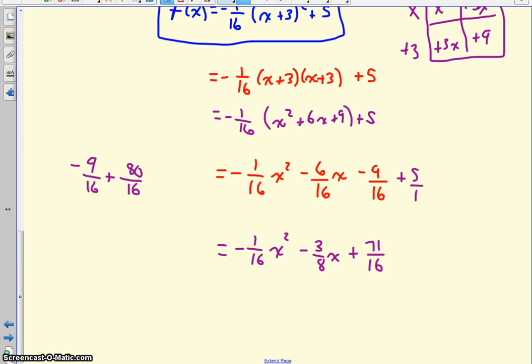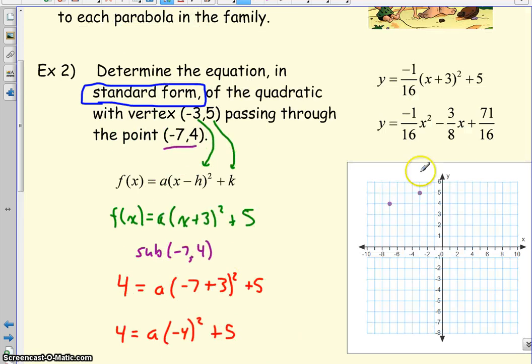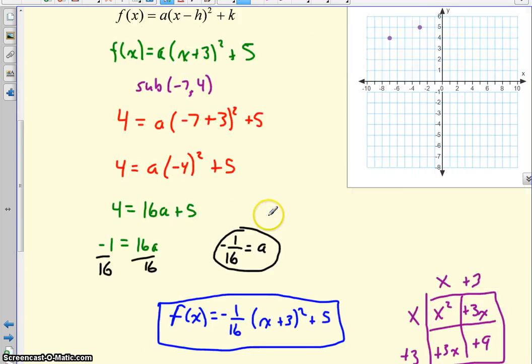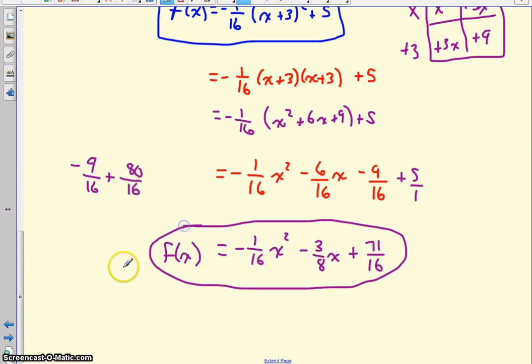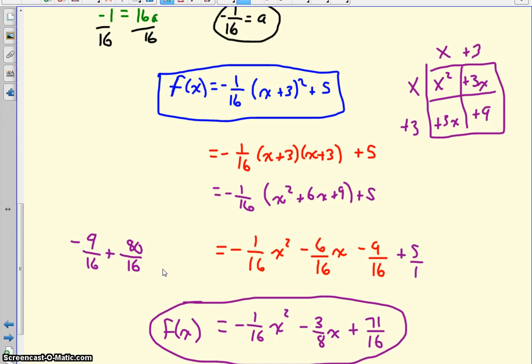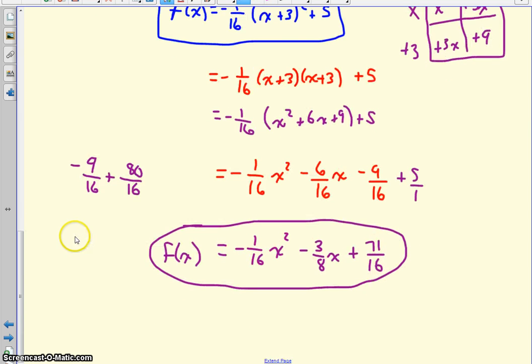Okay, so it's not a friendly looking equation in standard form, but it works. We can check our answers up here. We can see that we are correct. So this would be our final answer in this case. Now in general, if I don't specify which form, again, you can choose whichever one you like, and go with whichever one's easier to make.